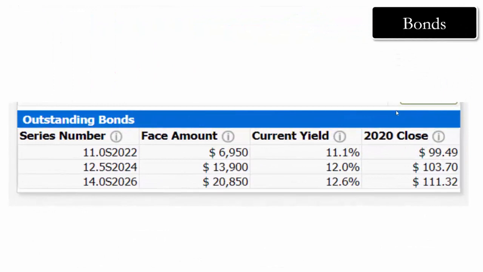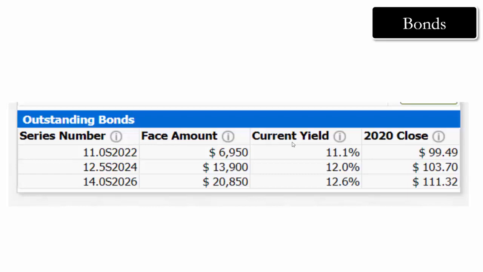We just covered the series number. Remember that these dates may be different in your interface, and these are just for illustration. In the outstanding bonds section, you can also see the face amount, current yield, and 2020 closing price. The face amount is also called the principal. This is the amount that needs to be repaid when the bond matures.